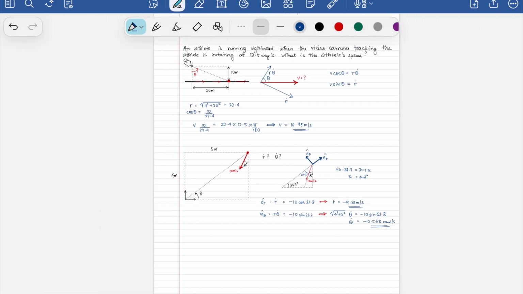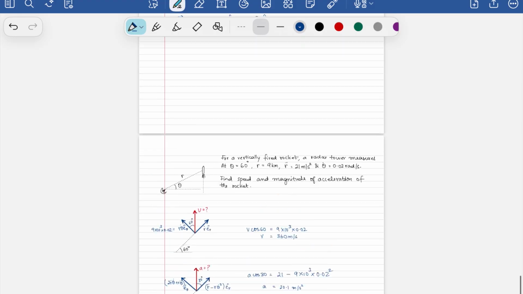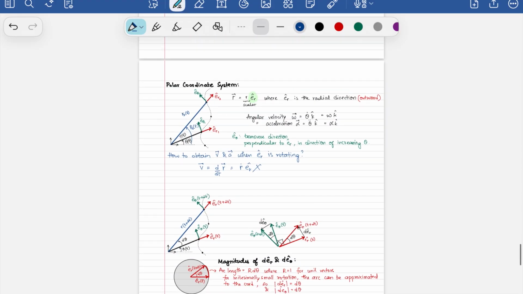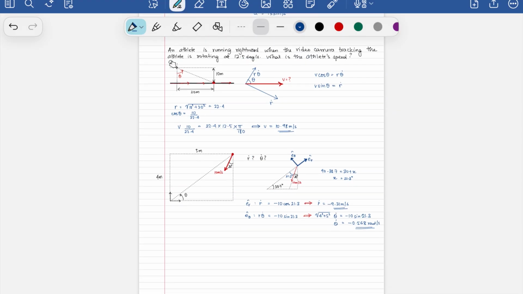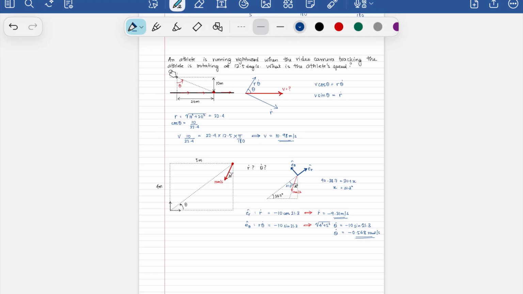Okay, so I think we've done quite a few problems on polar coordinates. I hope you understand why this is useful. In the next session, we're going to look at a special case where the radial distance remains fixed. Think about what kind of motion that would be. Thank you.